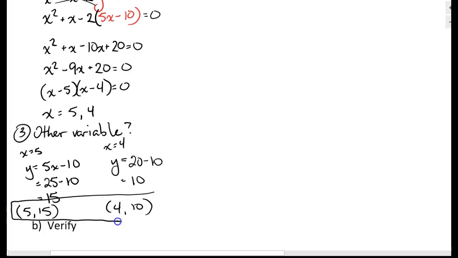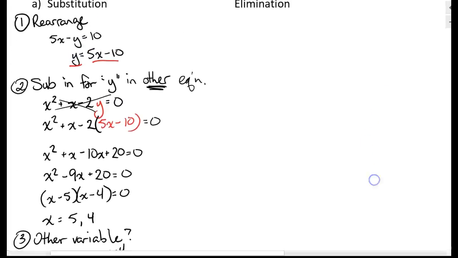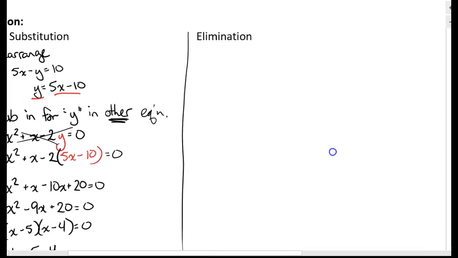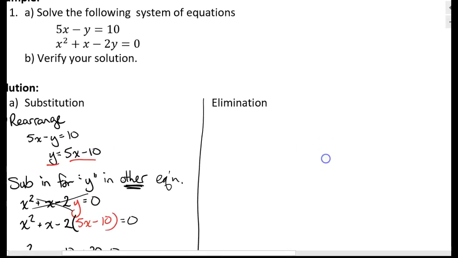Now I'm still going to have to verify, but before I verify that, I'm also going to show you how to solve this using elimination. So, slightly different way. Elimination is when we added or subtracted the equations together in order to cancel out one of our variables. In this case, I'm going to first start by just stacking them so I can compare them a little bit better. And I'm going to put my quadratic on top, actually.